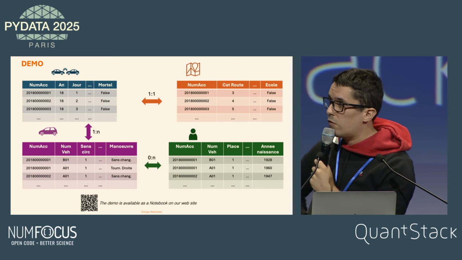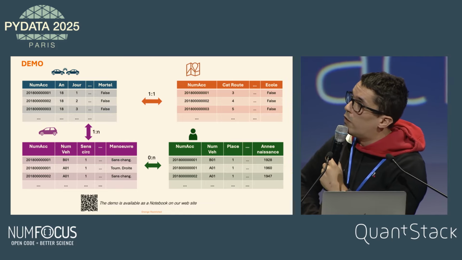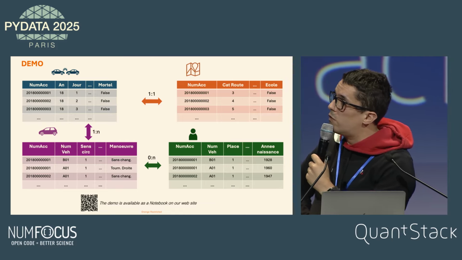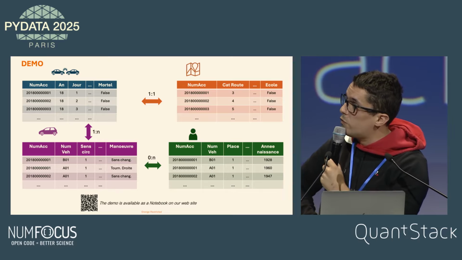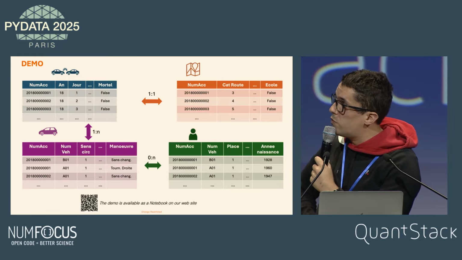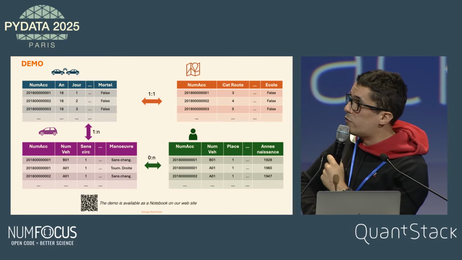We have a secondary table that lists the number of cars implied in the accident. Another one about the passengers in the cars, and the last one about the location.